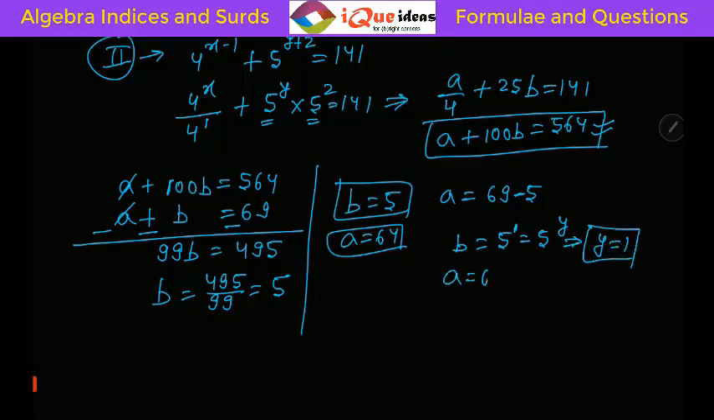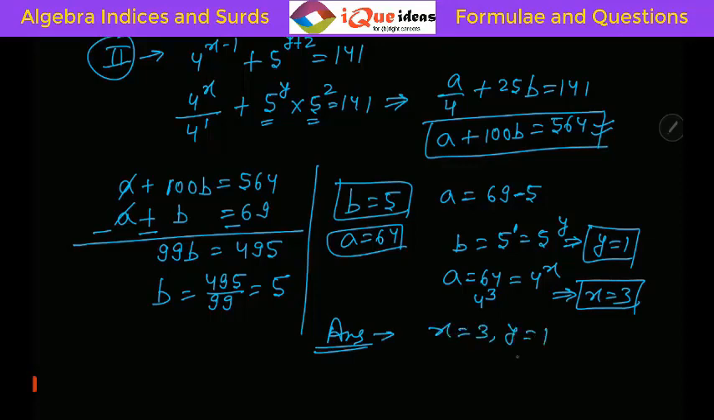Similarly, a, which is equal to 64 in this case, is equal to 4 raised to x, and 64 is actually equal to 4 cubed. That means x is equal to 3. Right? So our final answer to the question will be x equal to 3 and y equal to 1.